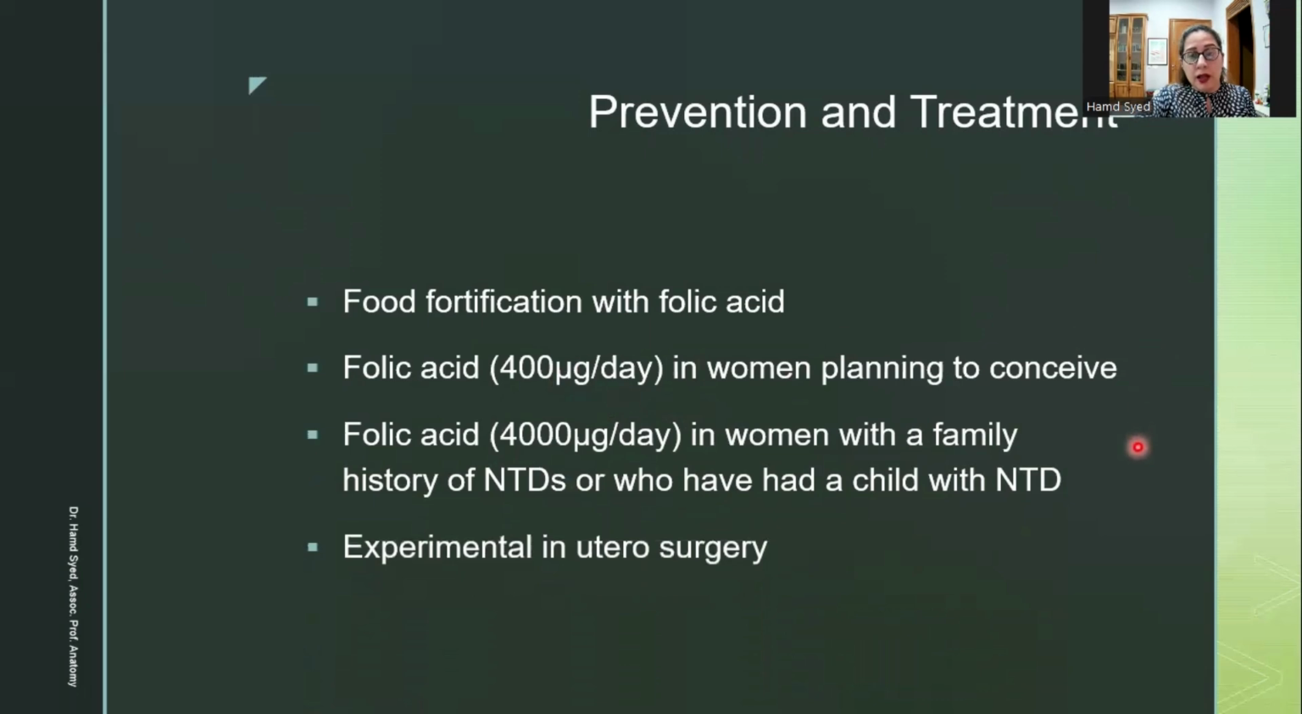And if NTD has already developed, it can be corrected surgically during gestation. That is experimental in utero surgery, which is also an approach towards correcting NTDs before birth of the baby.